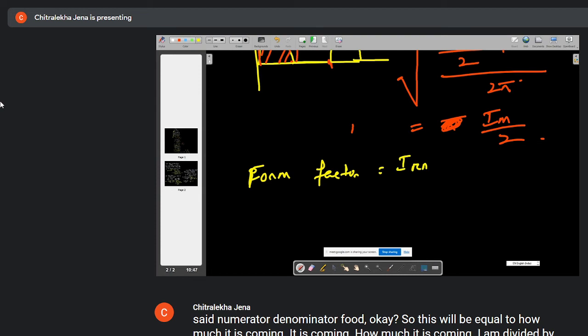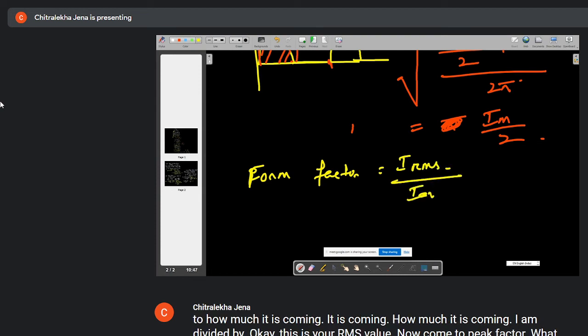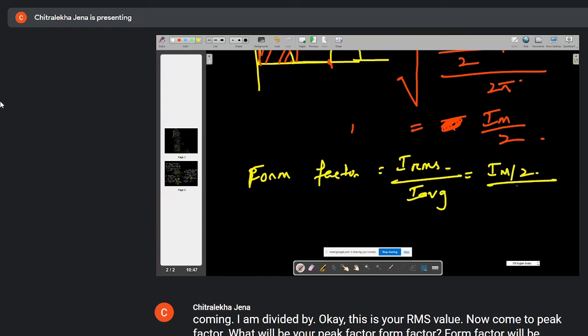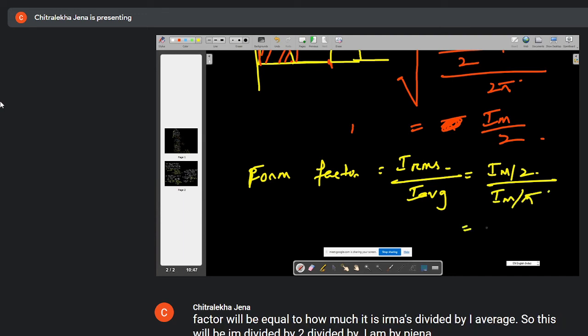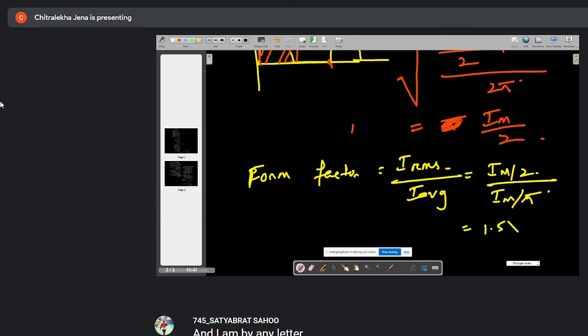IRMS divided by I average. So this will be IM divided by root 2, divided by I average. How much was it? IM by pi, right? Yes, ma'am. IM by pi came out. 1.57. This is your form factor.